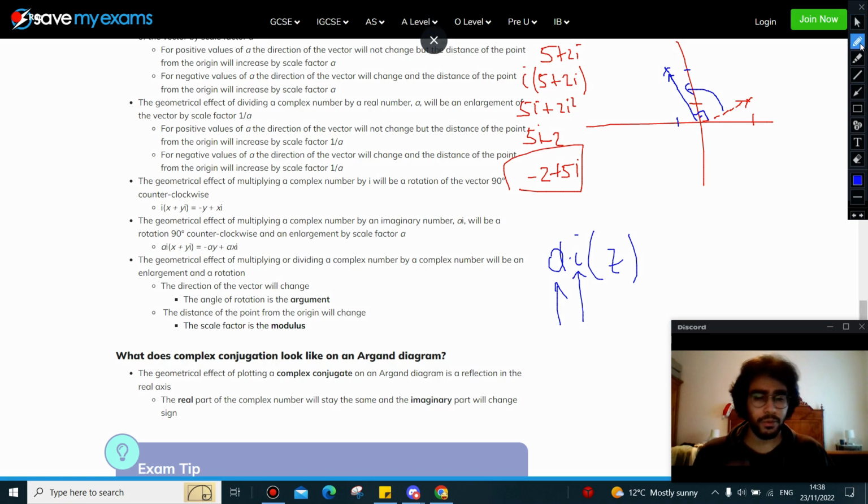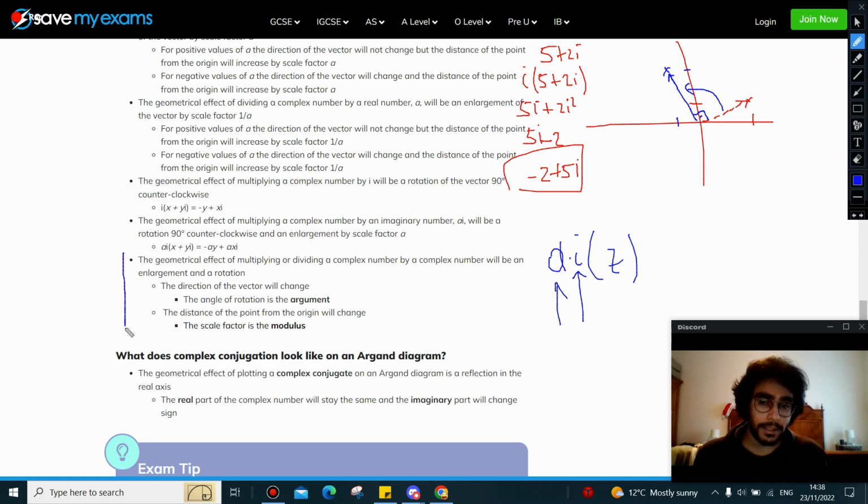So the final thing is the geometrical effect of multiplying or dividing a complex number by a complex number. It will be an enlargement and a rotation as well. The direction of the vector will change. The angle of the rotation is the argument. The distance of the point from the origin will change as well. The scale factor is the modulus.